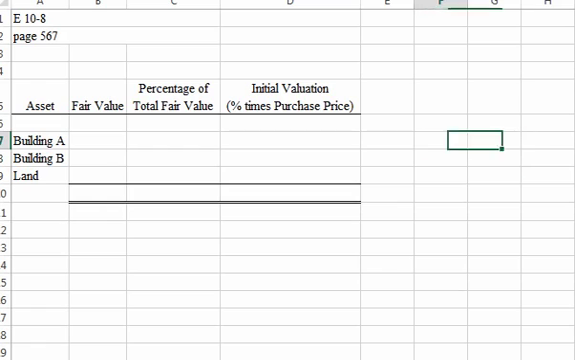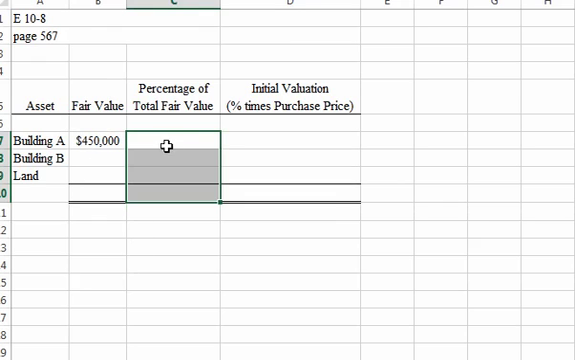Well, we'll start by looking at the fair value. The fair value of Building A was $450,000. Okay, the percentage of total fair value. Well, that's going to be $450,000 divided by total fair value, which would be $450,000 plus $250,000 plus $300,000. So looks like $1 million to me, but let's put that in brackets.